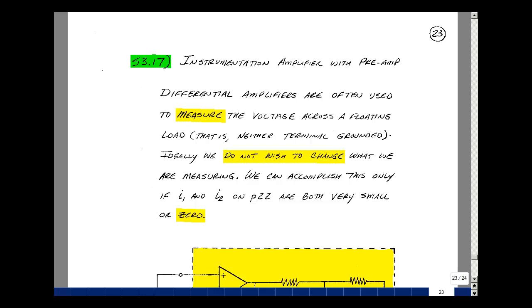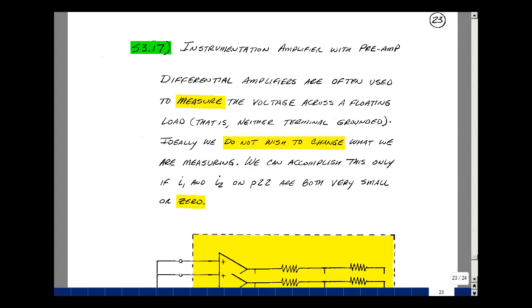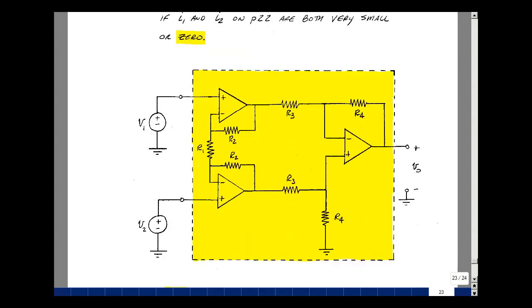This lesson deals with supplemental problem 317. You can find this problem in the course ebook in the Chapter 3 supplemental problem starting on page 23. What's shown below is what's called an instrumentation amplifier with a preamp. And you can see inside of it there's a differential amplifier.